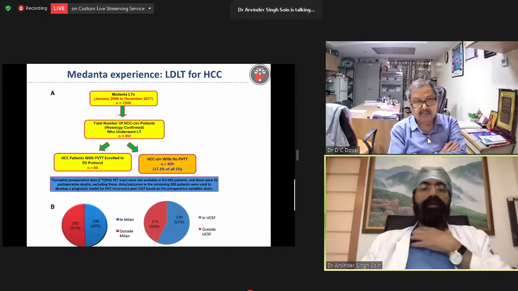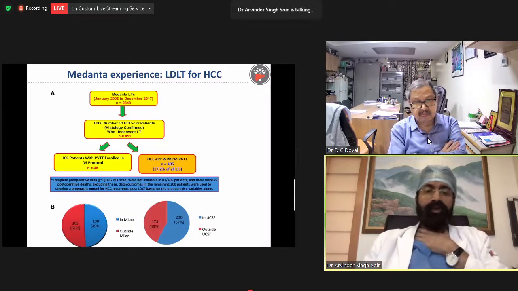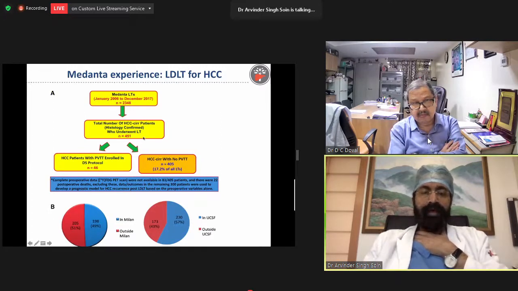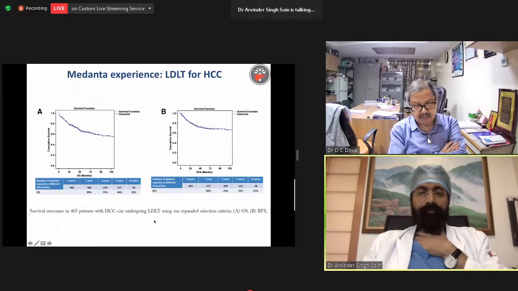And you can look at the total series here. 2,348 living donor liver transplants, of whom 451 had HCC, 46 had a different protocol because they had portal vein tumor thrombosis, and 405 did not have portal vein tumor thrombosis, approximately 18% of all liver transplants. And these are the ones we're going to look at. And as you can see, half and half within and outside Milan, and about 60% and 40% within and outside of UCSF. This is the overall and recurrence-free survival.